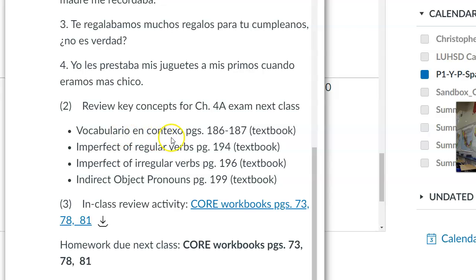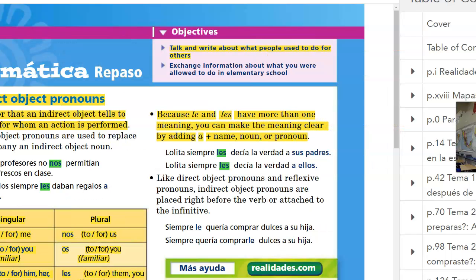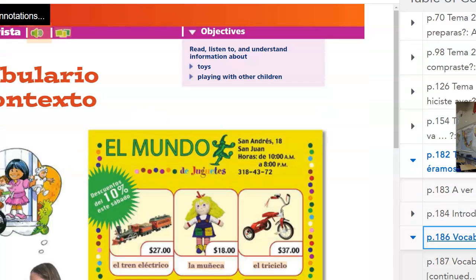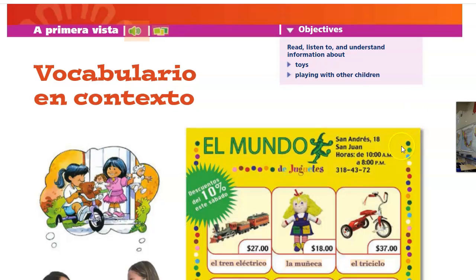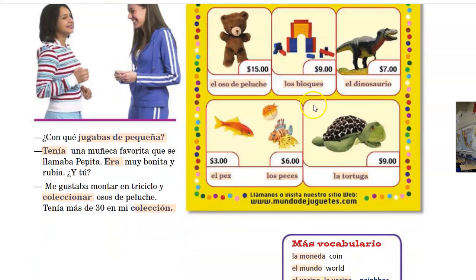First key concept is the vocabulario en contexto. That's on page 186. A lot of these are cognates, words that look like, sound like, and have the same meaning. For example, el tren eléctrico, el triciclo, el dinosaurio, los bloques. These are things that we used to like to play with when we were little, that key vocabulary there.